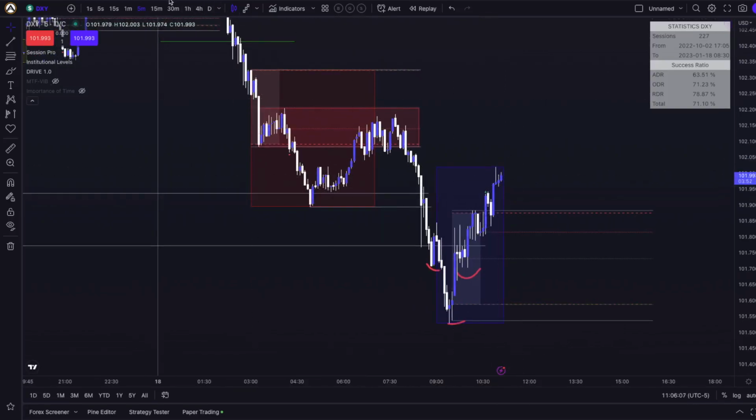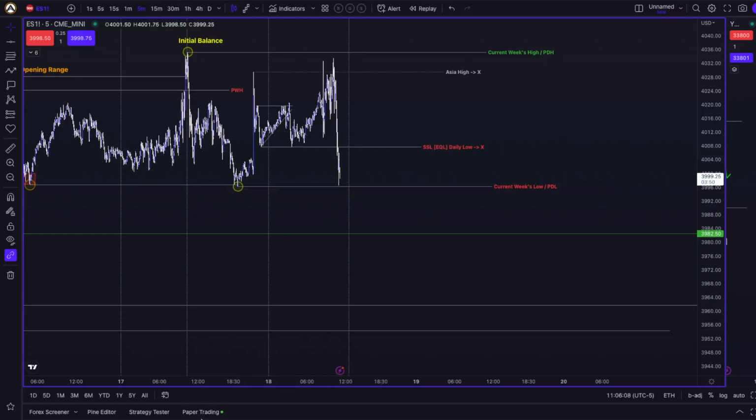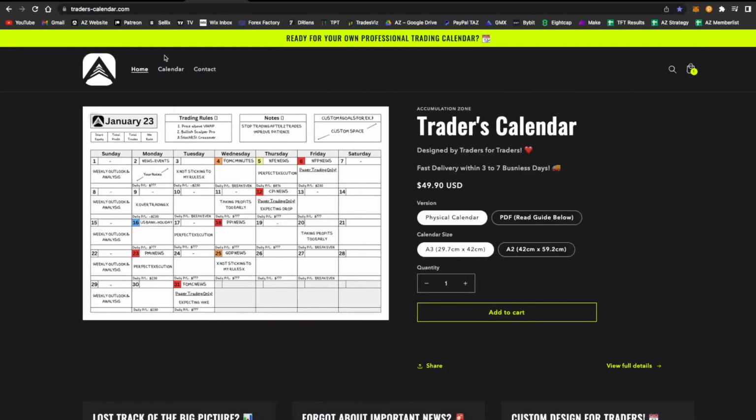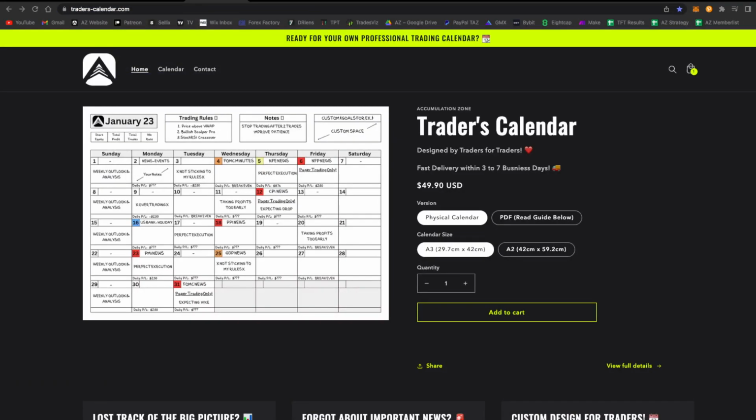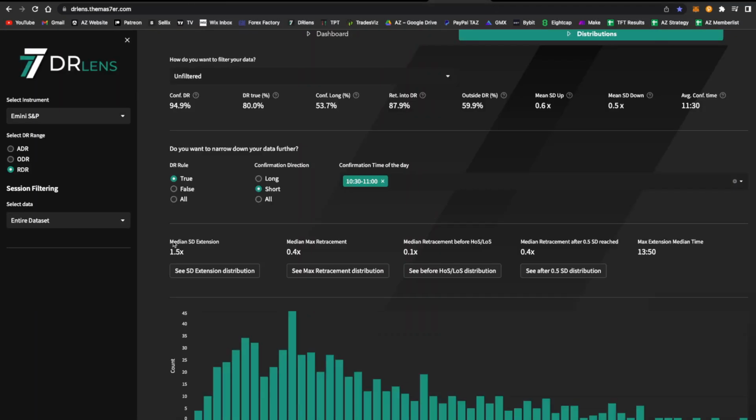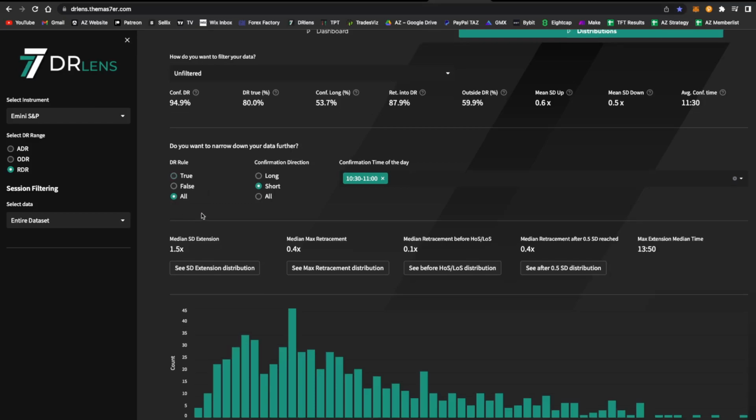DXY is still looking rather bullish according to the DR lens. Let me just quickly copy and paste that into the chat in case someone's interested in a wall calendar for their trading business. I couldn't find one online, so I made one myself. Let's have a look at the DR lens. We're confirmed short. We already hit the median standard deviations.